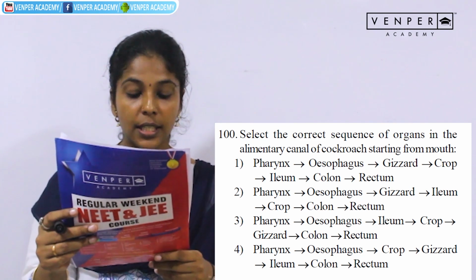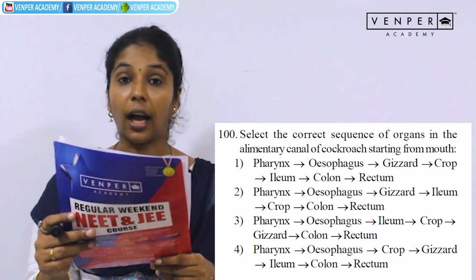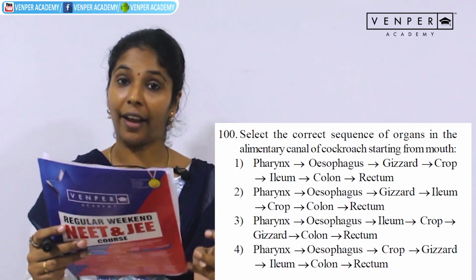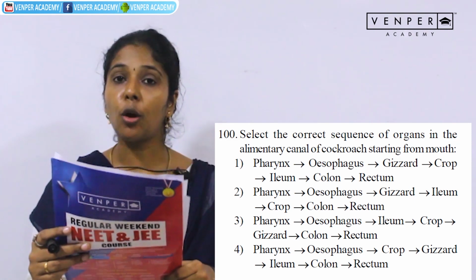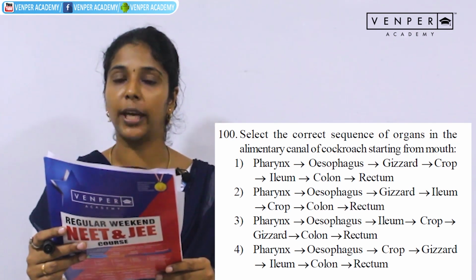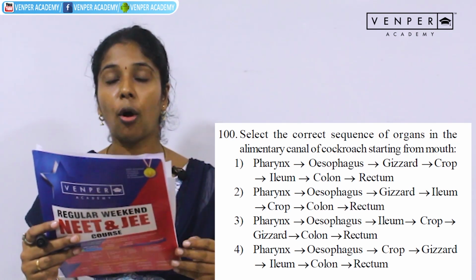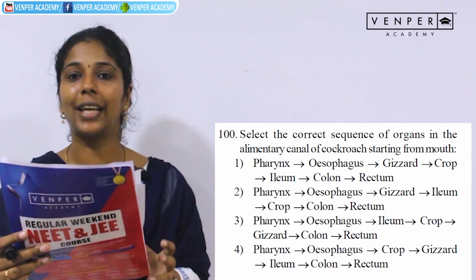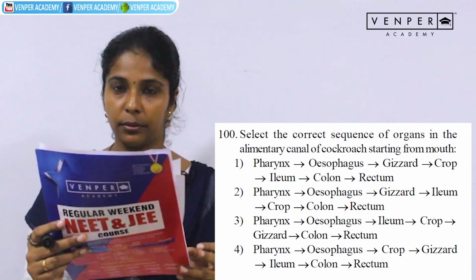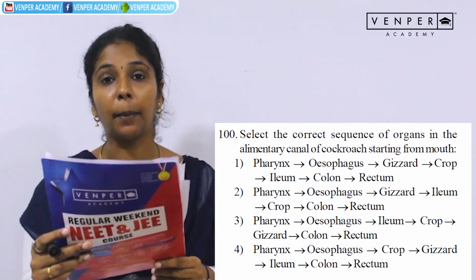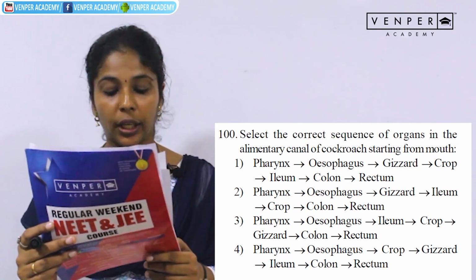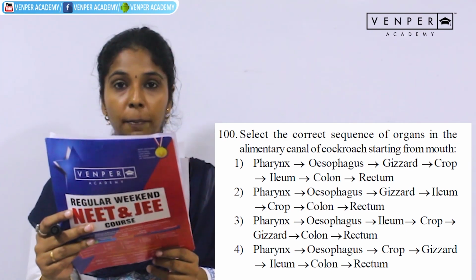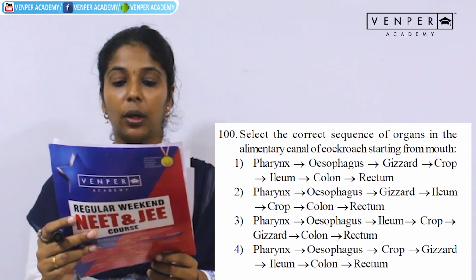Question number 11. Select the correct sequence of organs in the alimentary canal of cockroach starting from mouth. Cockroach has pharynx, esophagus, followed by crop. It is a stomach-like structure which helps in the storage of food, and crop is followed by gizzard. The gizzard has chitinous teeth which help in cutting and breaking down the food, followed by ileum, colon and rectum. So the correct option is option 4, pharynx, esophagus, crop, gizzard, ileum, colon and rectum.